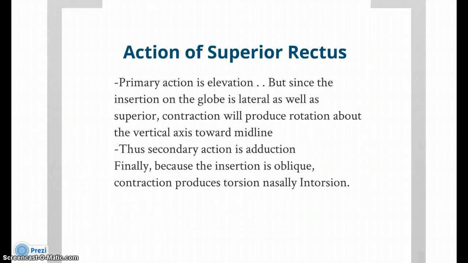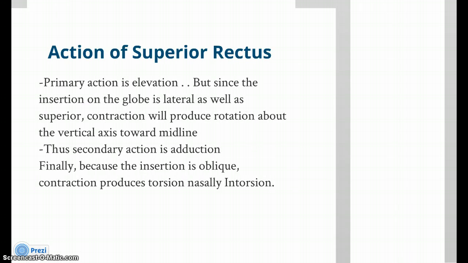The action of the superior rectus is elevation of the eye, but since the insertion on the globe is lateral as well as superior, contraction will produce rotation of the vertical axis towards the midline, so both lateral movement and towards the midline of the body, the eye is supposed to move, but if there are problems with this muscle, then it will not move that way. Thus, the secondary action is adduction, which is moving towards the midline of the body. Finally, because the insertion is oblique, contraction produces torsion, nasally intorsion, so towards the nasal bone.